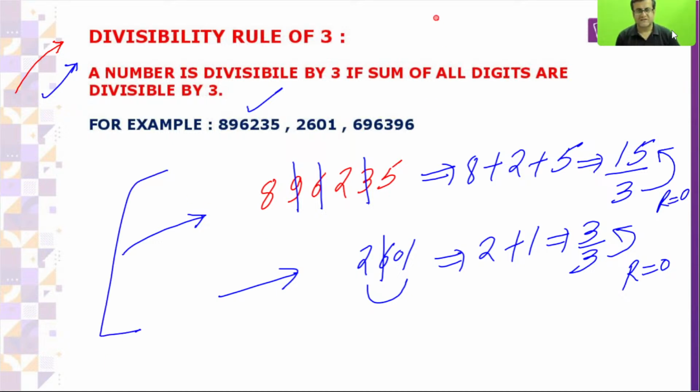Now come to 696396. Is this number divisible by 3 or not? Yes, of course. This digit is divisible, this is divisible, every digit is divisible. No need to add, in fact. I think you understand this one. You don't know these shortcuts? No issues, beta. Now you understand. Every digit is a multiple of 3, so the complete number is divisible by 3. No need to check further.